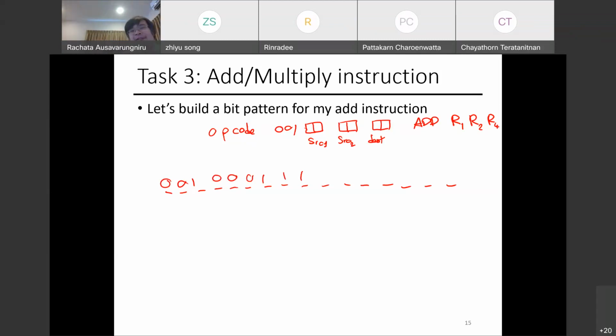I have these empty bits. We call this don't care. It doesn't have to be anything. It can be 0, it can be 1. I don't care. We literally call this part don't care. So if you go read the textbook and see don't care bit, it's actually I don't care what the bits are. Because is this enough information for me to tell you're supposed to do add R1, R2, and R4? Is this enough information?